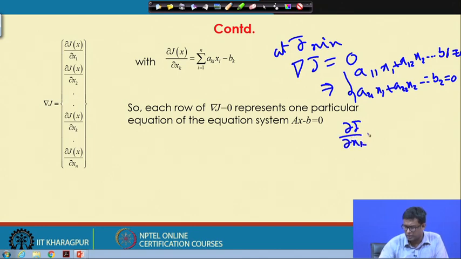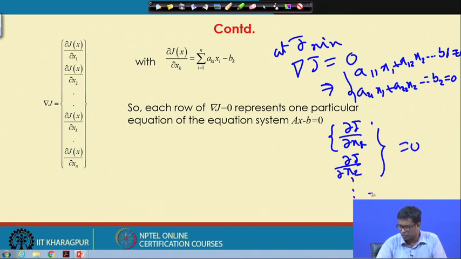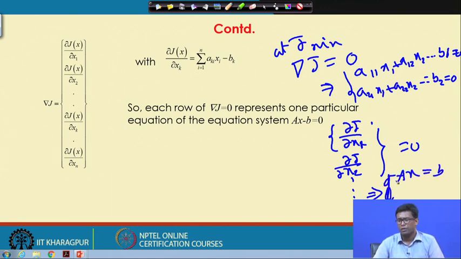So, this equation system del J del x_k, or del J del x 1, del J del x 2, is equal to 0. This equation system will give me nothing but Ax is equal to b, or b minus Ax is equal to 0, which is Ax is equal to b.